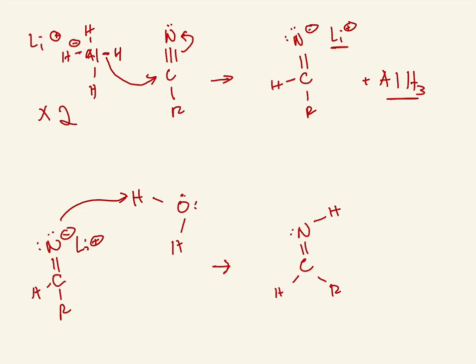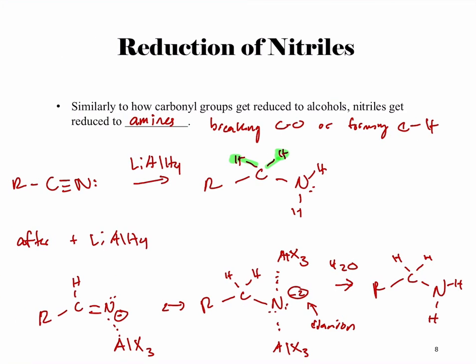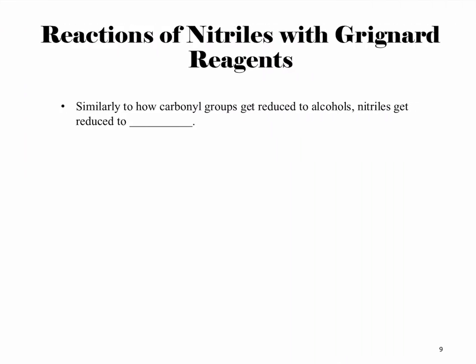So that's how this mechanism to then create our primary amine actually works, right? If we have strong reducing conditions, we reduce nitriles into primary amines, right? So this is a primary amine. And so the last reaction we'll talk about is the reaction of nitriles with Grignard reagents.